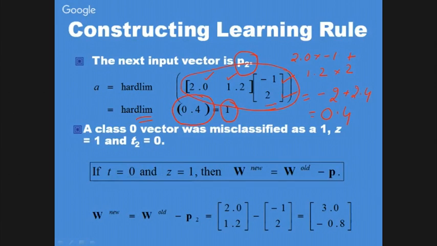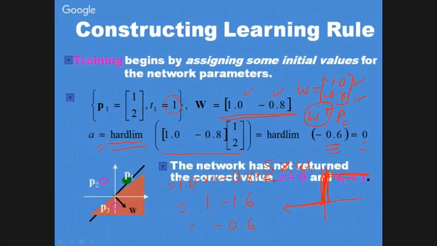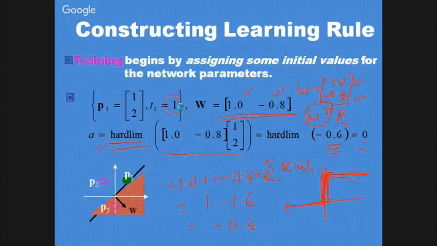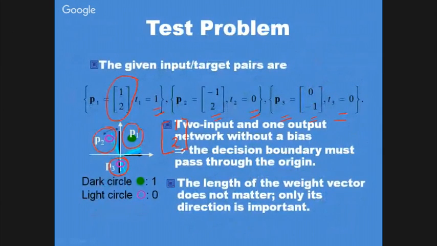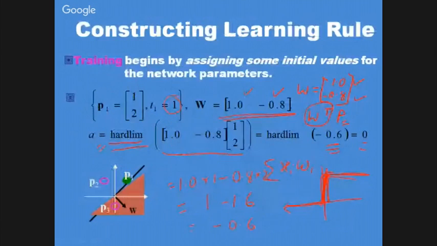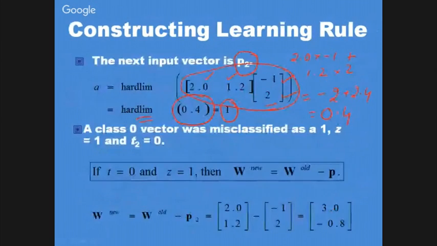And what was our target? Our target was equal to 0 in this case, but we are getting 1. Now what was the rule? Again we have said the rule. If T is equal to 0 and Z is equal to 1, then W new will be W old minus P, right? That means W old was 2.0 and 1.2, minus P. P means minus 1 and 2.